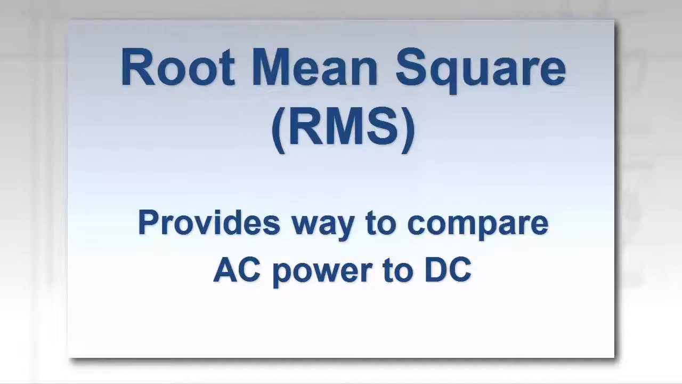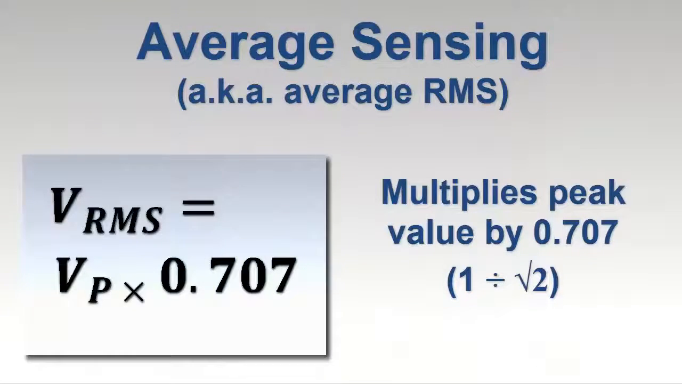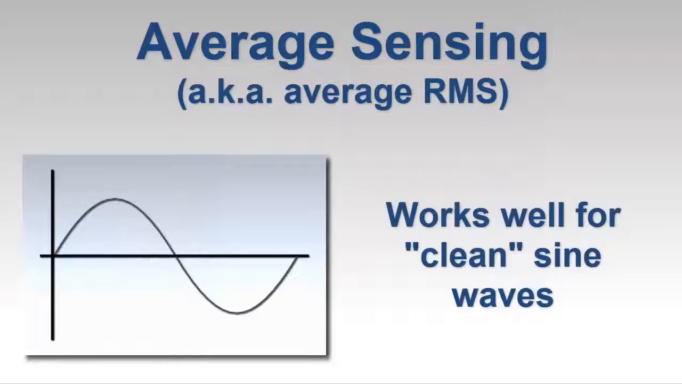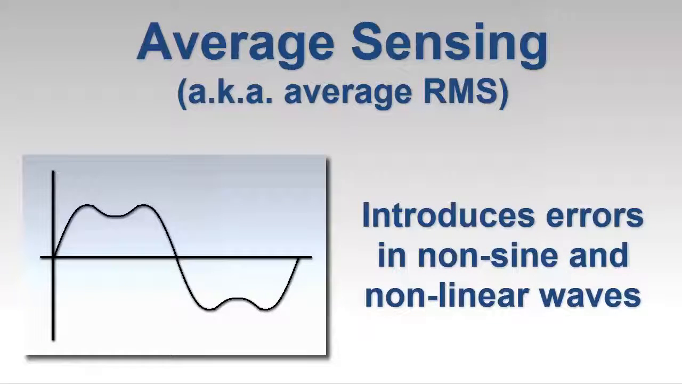Some low-end instruments employ a technique known as average sensing, sometimes referred to as average RMS. This entails multiplying the peak AC voltage or current by 1 over the square root of 2, or 0.707. For electrical systems where the AC cycle is sinusoidal with undistorted waveforms, this can produce accurate and reliable results. Unfortunately, for other AC waveforms, such as square waves, this calculation can introduce significant inaccuracies. The equation can also be problematic when an AC waveform is nonlinear, as would be found in systems where the original or fundamental waveform is distorted by one or more harmonic waveforms.